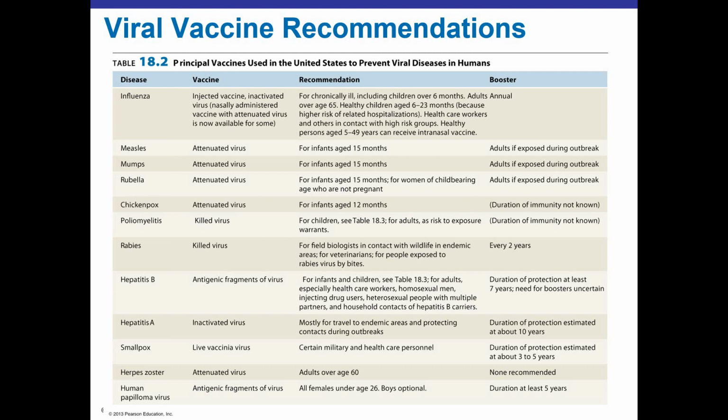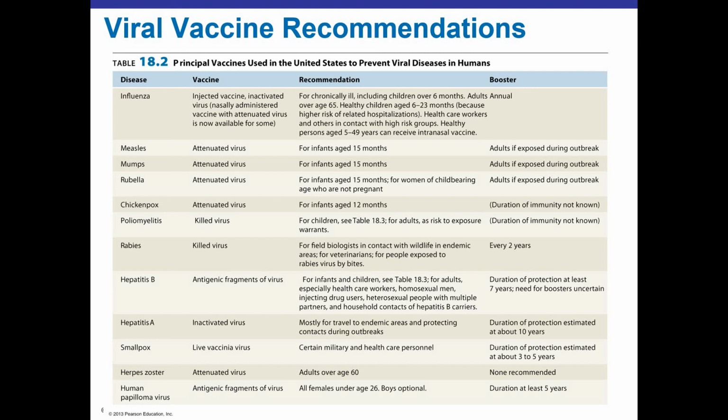That is not lifelong immunity. It only lasts about 2 years, so you have to get that every 2 years. We also have the hepatitis B and A vaccines as well, and our newer ones, things like our herpes zoster and our human papillomavirus.